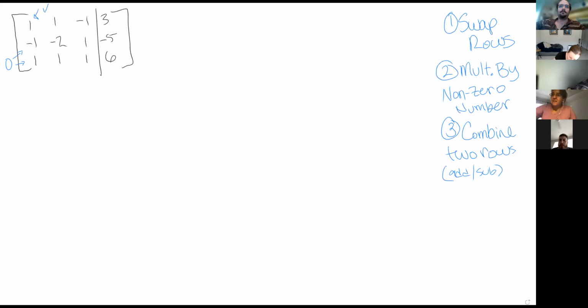Okay, so let's do that. So we are going to say row 1 plus row 2, and then you need this little arrow thing that says it replaces, because you have to tell me which row you're replacing. I'm gonna replace row 2 with that result.